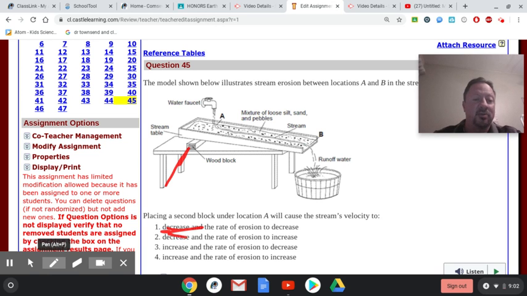So we know it's not this guy. We know it's not that guy. Increasing the velocity of the stream is going to do what to the erosion? It's going to increase the erosion. So it would be answer 4.